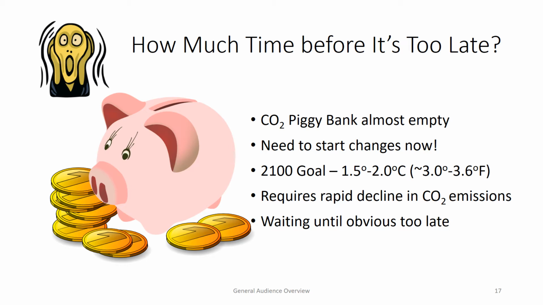Well, how much time before it's too late? We have a few years, 20 years or so to make a decision. And the 2100 goal, as I mentioned, was 1.5 to 2 degrees C, which is 3 to 3.5 F.